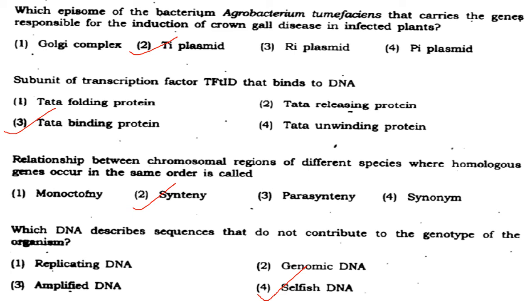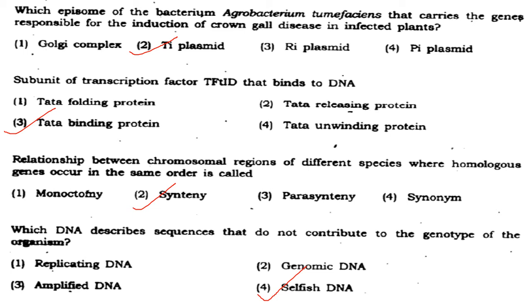Next one. Subunit of transcription factor TFIID that binds to DNA. Option 1, TATA folding protein, 2, TATA releasing protein, 3, TATA binding protein, and 4, TATA unwinding protein. Answer is option 3, TATA binding protein.